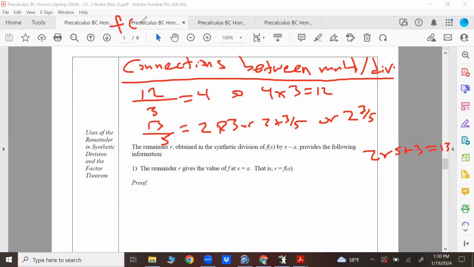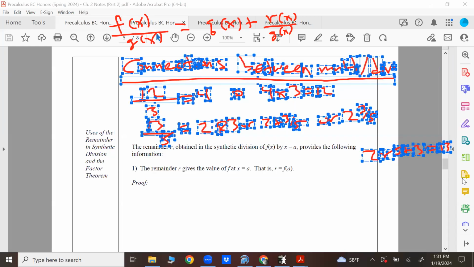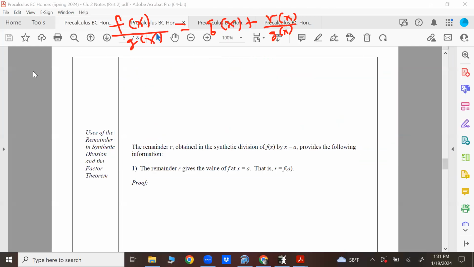For example, if you have f of x over, say, g of x, then expect something like this: a quotient plus a remainder divided by g of x. I expect that. So what this means is that f of x, let me erase this stuff down here, would be g of x times q of x plus r of x.